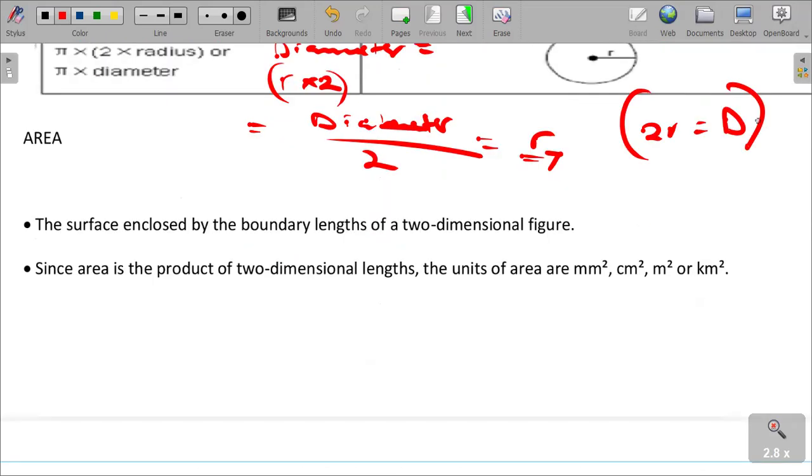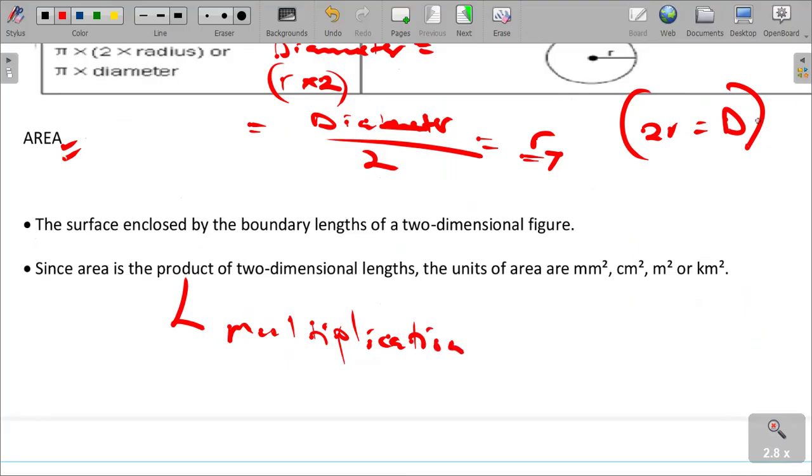So now we also need to understand that the surface area enclosed by the boundary lengths of a two-dimensional figure is what we call the area. The area is the surface area enclosed by the boundary lengths of two-dimensional figures. So since area is the product of two-dimensional lengths, meaning there is multiplication, we are saying it's a product.